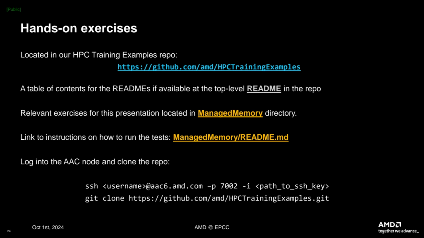So I think now it's time for the exercises, and obviously we will be able to answer questions in the chat. For you to try the exercises, just log into the AAC and clone this repo here that has all the exercises that we're going to go over during this event. The top level README of this repo has a table of contents of each of the topics that are covered, so you can just click on it and it will take you to the relevant code and instructions. For this specific talk that I just gave, the exercises are located in the managed memory directory, and instructions on how to compile the exercises and run them are in the README file.